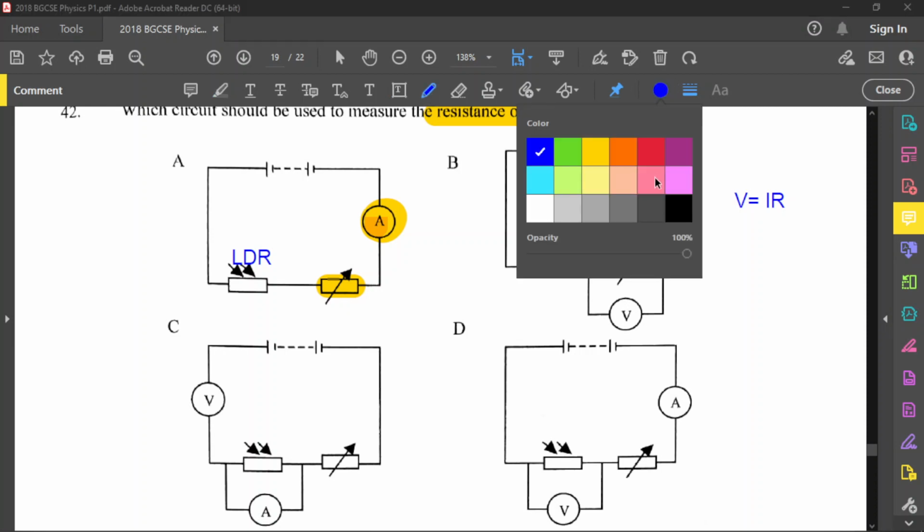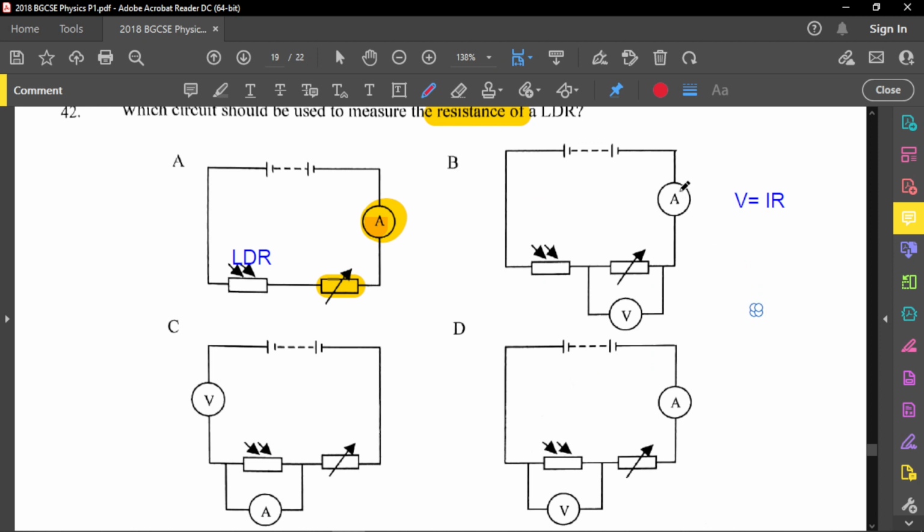The ammeter is connected correctly because an ammeter should be in series with the LDR, and this is in series. Now the voltmeter is connected incorrectly. Why? The voltmeter is connected in parallel, which is a good thing, but it is in parallel to the variable resistor. Therefore the voltage you find here is not for the LDR, but for the variable resistor. So this will be incorrect. Now look at part C.